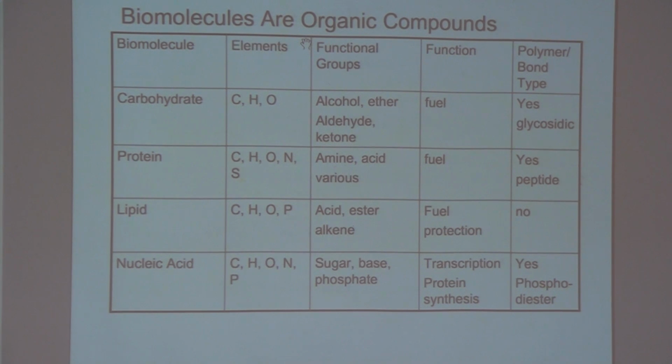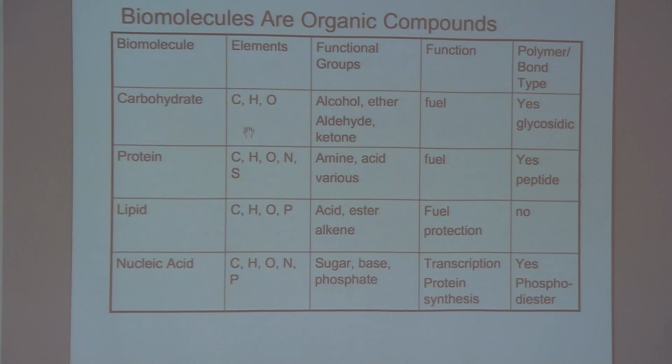Fats or lipids are also used as fuels, and also used as protection. And nucleic acids, first note that they're not really classified by functional group. There are 3 parts to a nucleic acid: a sugar, a base, and a phosphate group. And the functions of nucleic acids are transcription and protein synthesis. These are actually the 2 functions of DNA. Also listed in this column is whether those biomolecules are polymers.